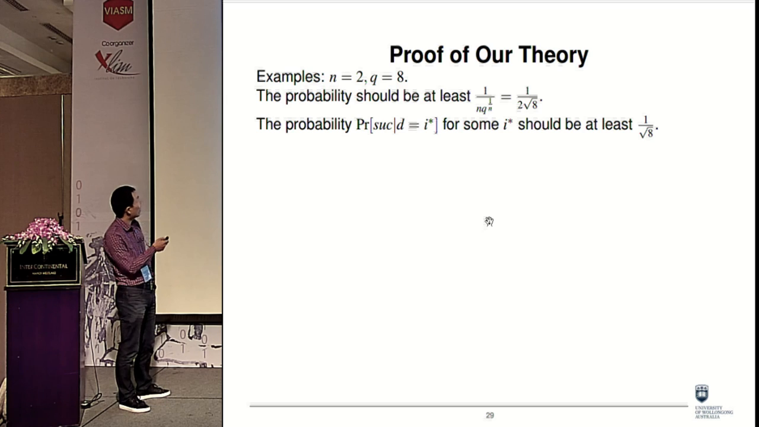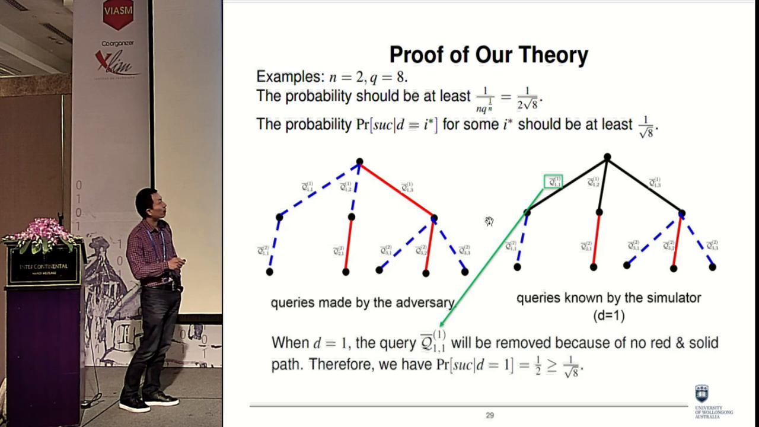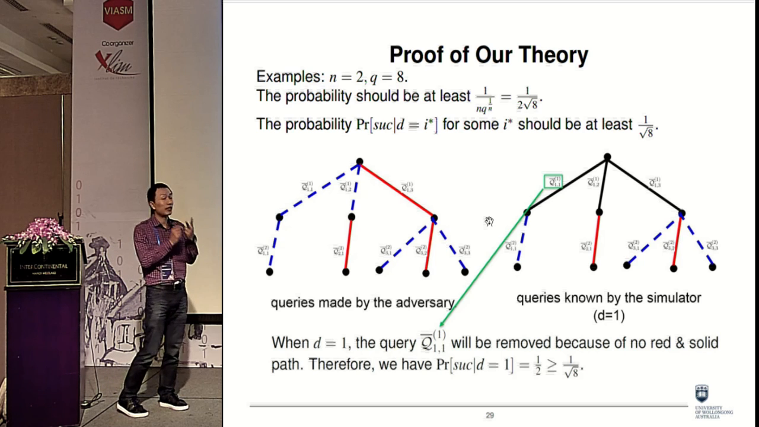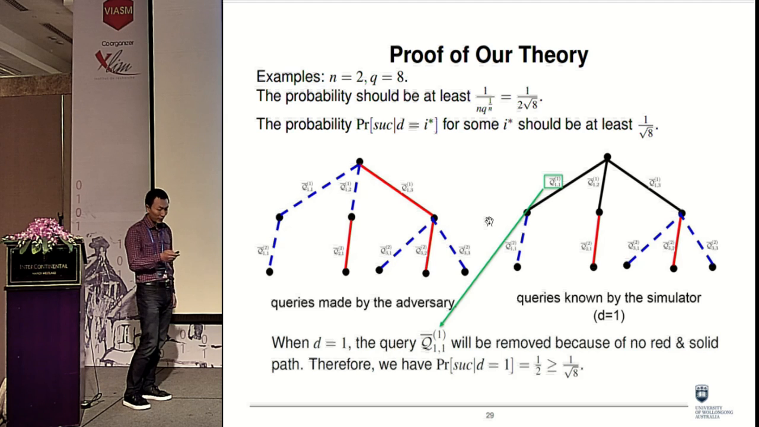This one is an example. Suppose D is 2 and Q is 8. We need to prove that the lower bound probability is this one. And this is the probability for some I star should be at least 1 over square root of 8. Suppose this is the set of Q queries made by the adversary. And when D is 1, it means that the solution must exist in this one or this one or this one. But according to this approach, this query is a useless query because there's no direct unsolved path. So we just remove it and there are only two candidate queries left. So with a random pick, we have this probability, which is larger than this one.